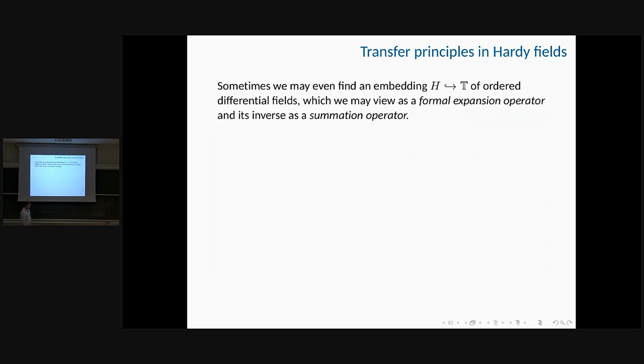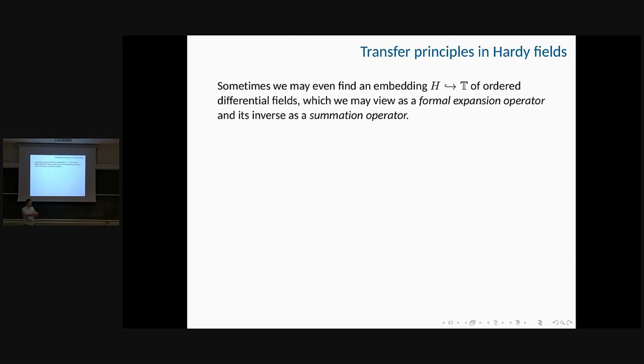Okay, so sometimes things are even better. You can actually embed a Hardy field into this huge field of trend series. Such an embedding you can think of as an expansion operator. I said that with trend series you should think of asymptotic expansions. If you have such an embedding, then you have a coherent way of associating an asymptotic expansion, which is compatible with the algebraic structure and also the derivation. And the inverse of such a thing you can think of as a kind of abstract summation operator.